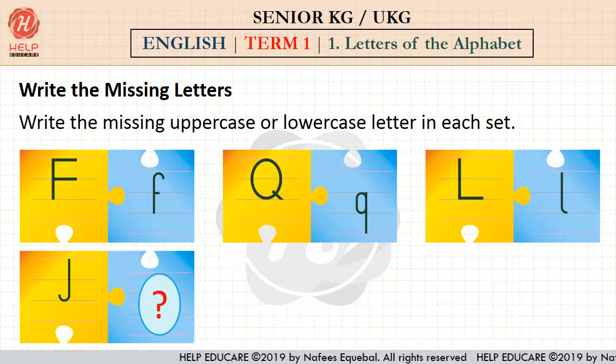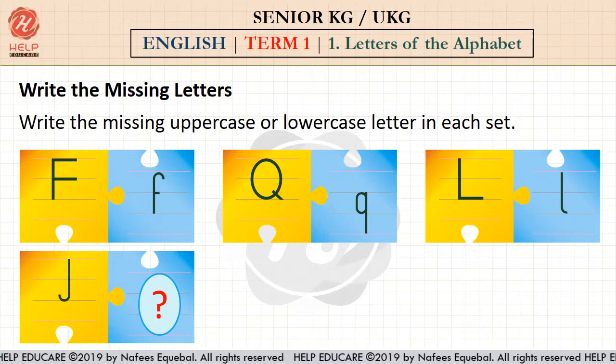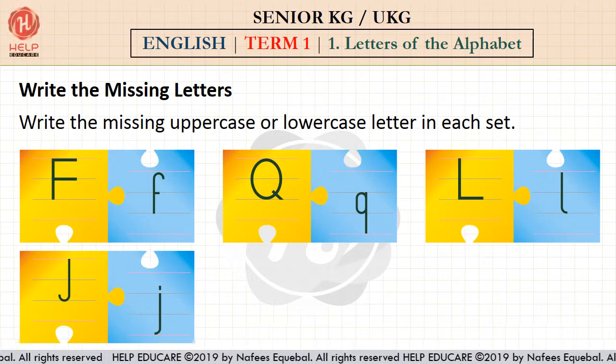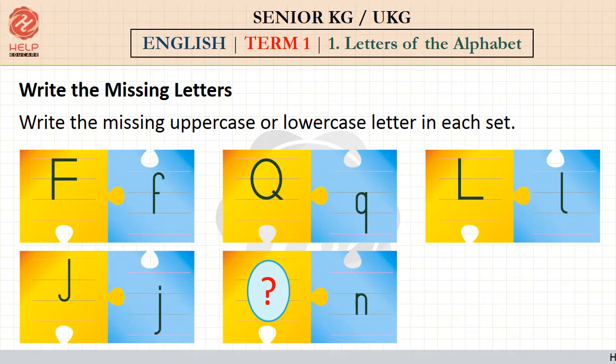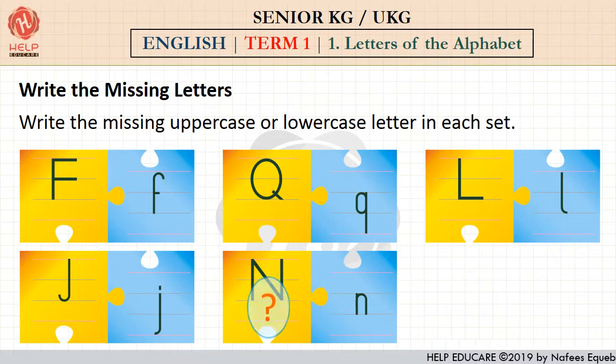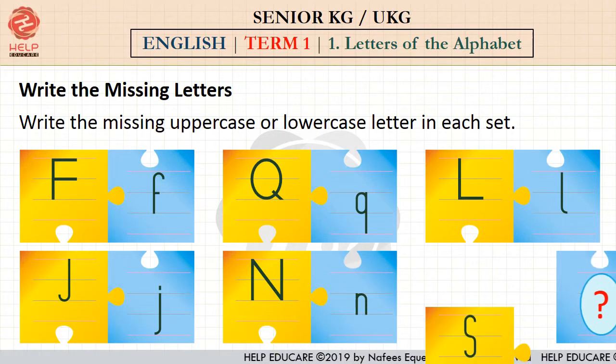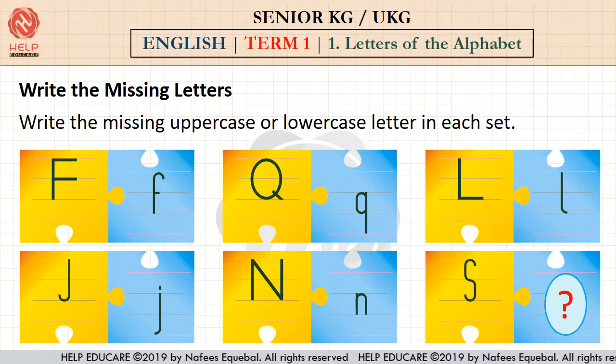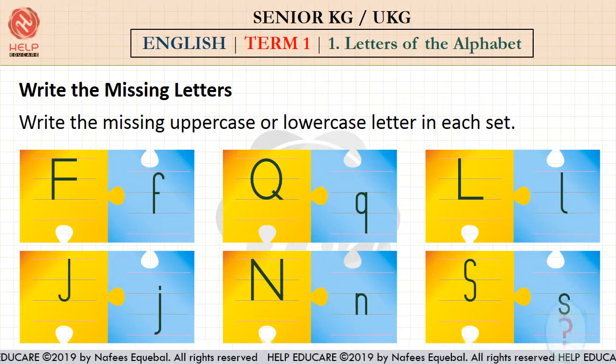Here, letter J is given in uppercase. Students, what do you think? Right, the missing letter will be letter J in lowercase. In this set, letter N is given in lowercase. So, the missing letter will be letter N in uppercase. Now, letter S is given in uppercase. Therefore, we will put letter S in lowercase here.